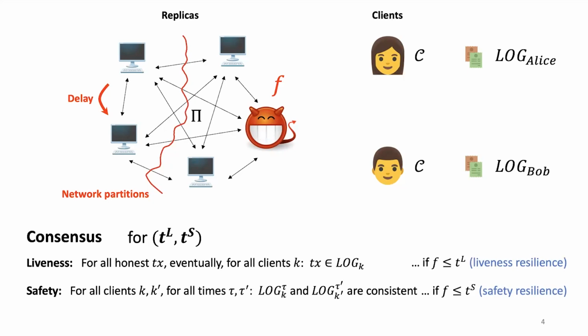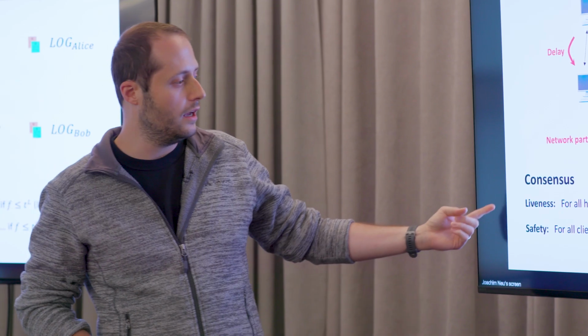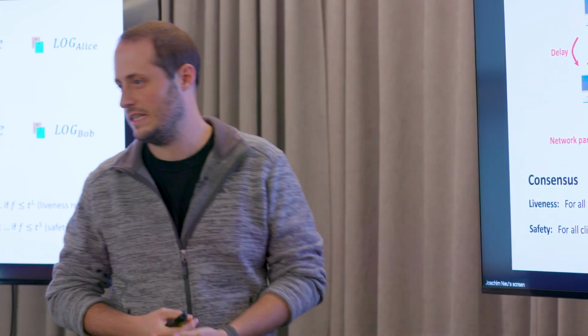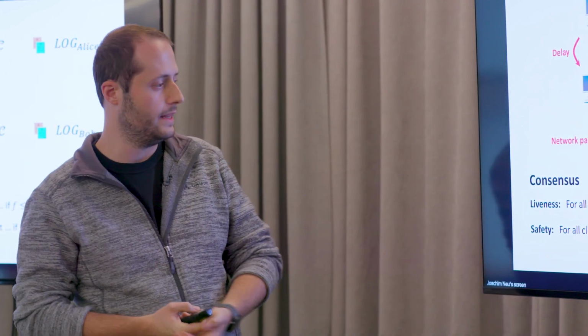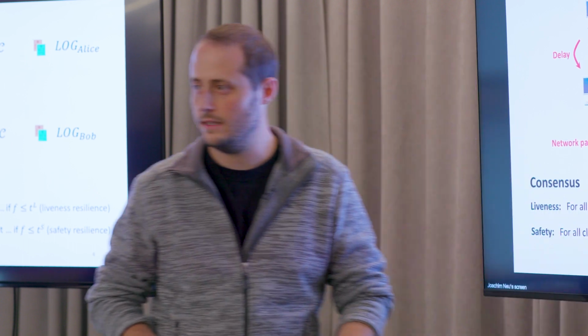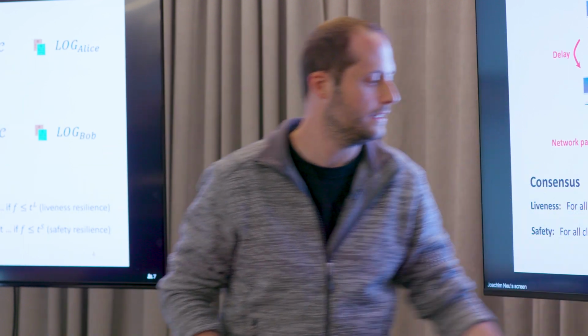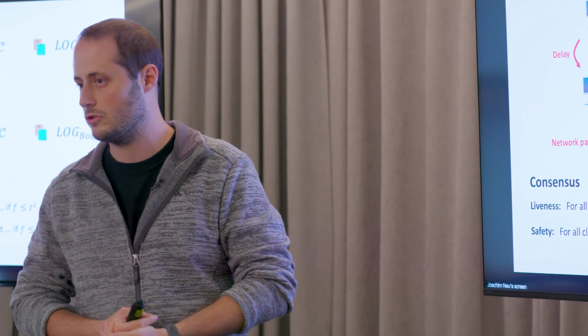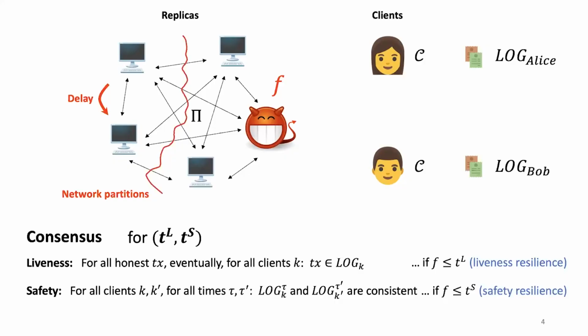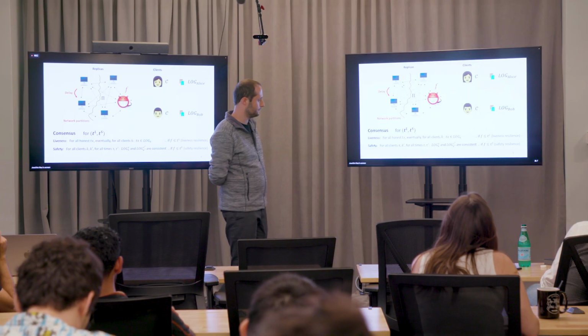So I'm going to introduce two parameters, if you will. One is called the liveness resilience. And I'm going to say, okay, I want to make sure that liveness holds if the adversary is weaker than this liveness resilience parameter. And then the same for safety resilience. So there's T_S, and I want to make sure that if the adversary is not too strong, then there is safety in the system. Logs are consistent. So I should be thinking about the permissioned setting, where f is just a number of replicas? Yes. Okay. Yep. Permissioned setting, correct.